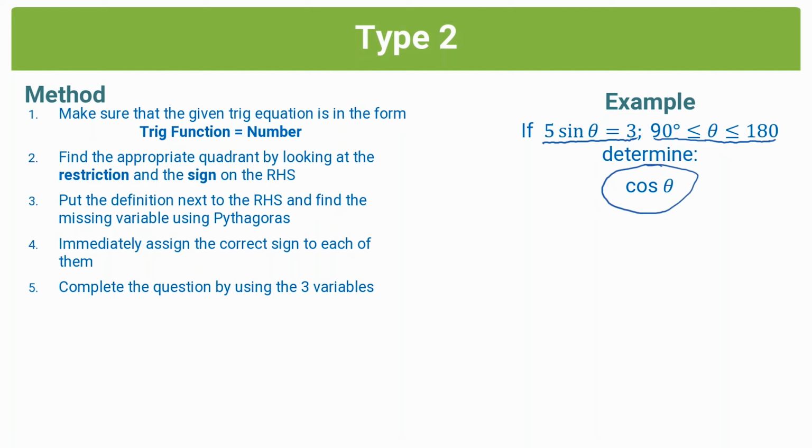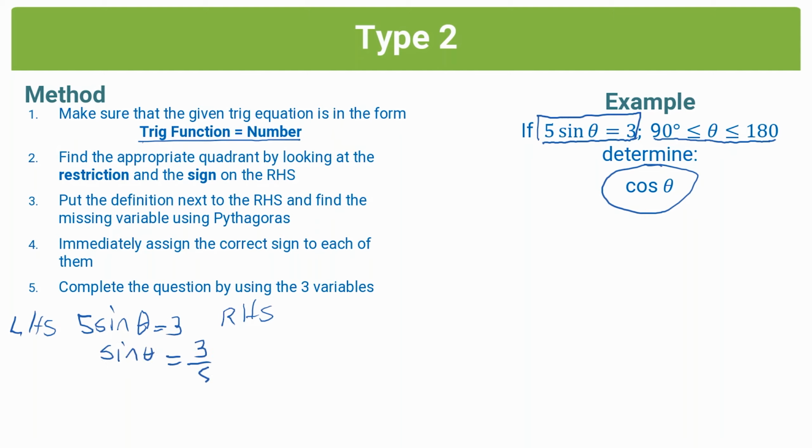So step 1 is to get the trig function equal to a number. You can see that 5 sine theta equals 3 is not in the form of trig function equals number. Because when you're trying to get it into that form, there has to be just a trig function on the left-hand side and everything else has to be on the right-hand side. So how we do that is we divide the entire equation by 5 to get rid of the 5 on the left. That would then become sine theta equals 3 over 5. And we are now in the form trig function equals number.